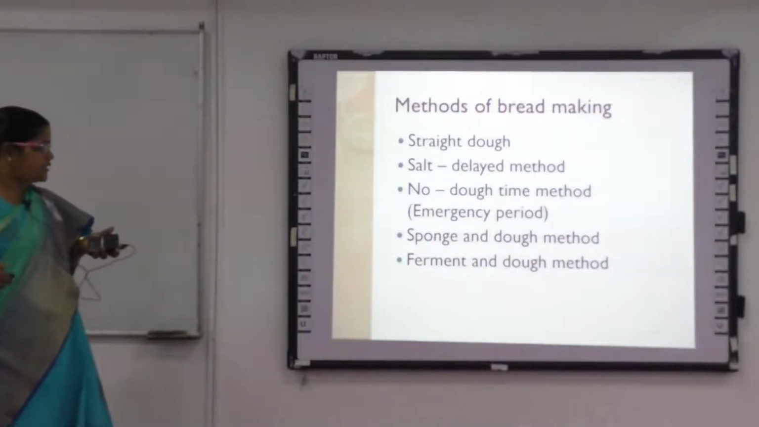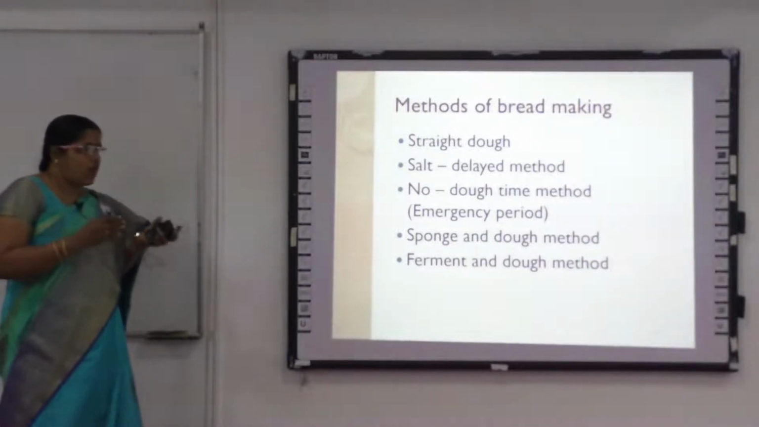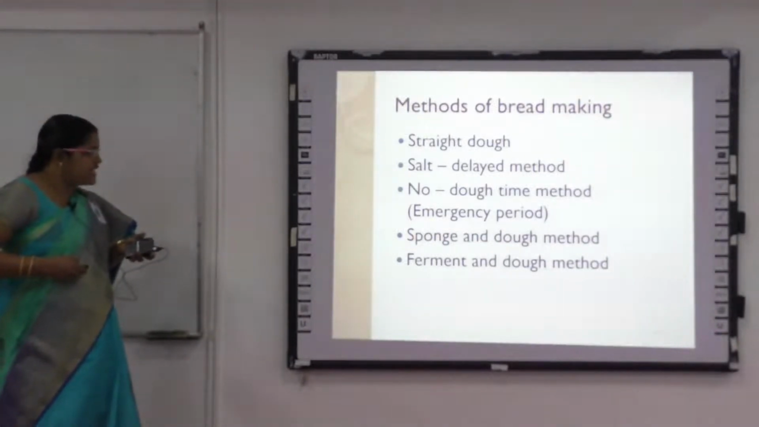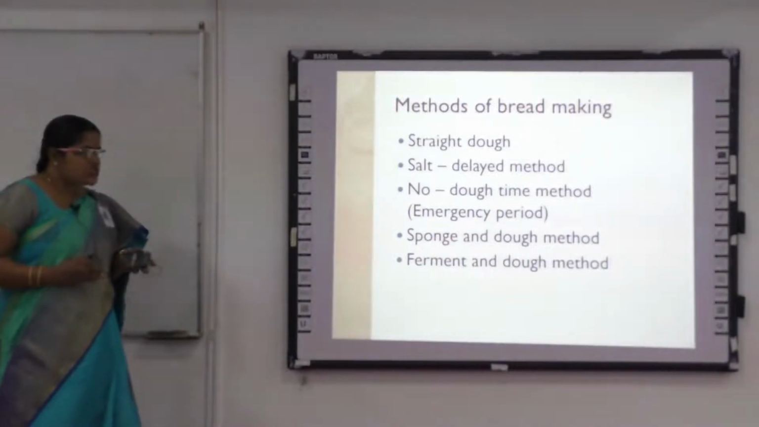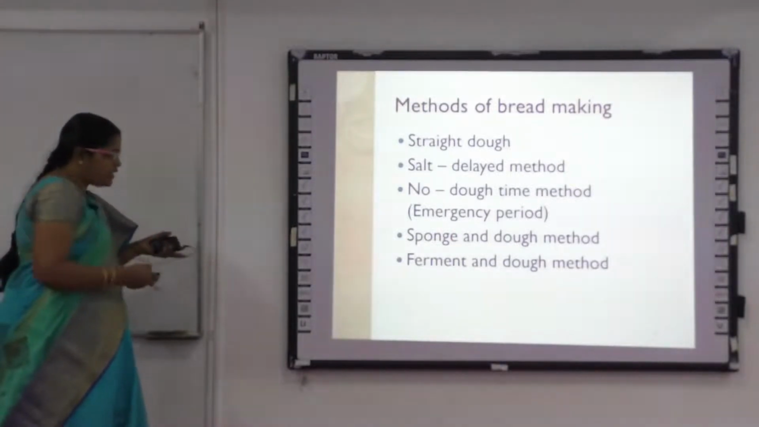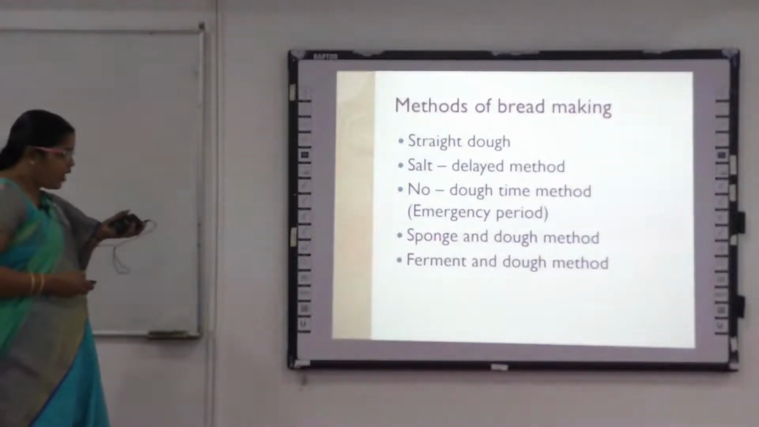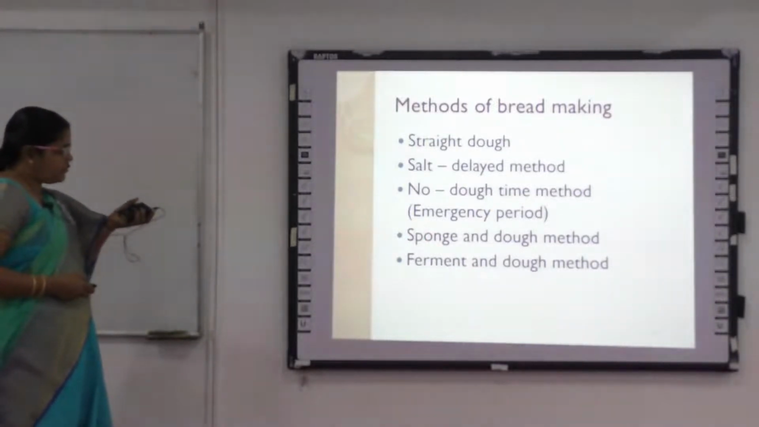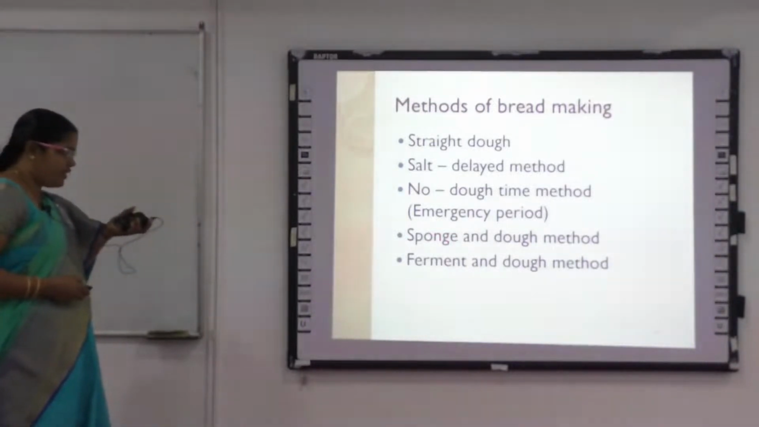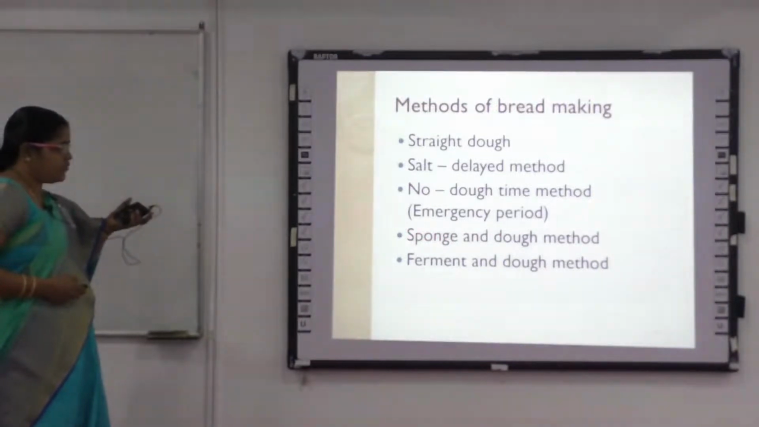What is sponge? Sponge is where part of the flour, water and 100% of the yeast in the formulation will be mixed together as a mass, and it will be kept aside for fermentation. That mass is called sponge. Sponge is made with maida or wheat flour, part of the water and 100% yeast in the formulation, mixed together and ready for fermentation.